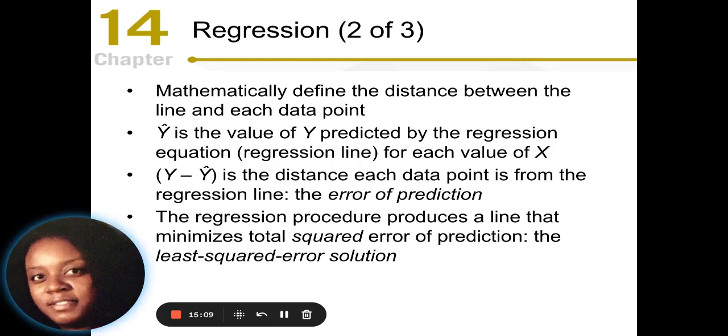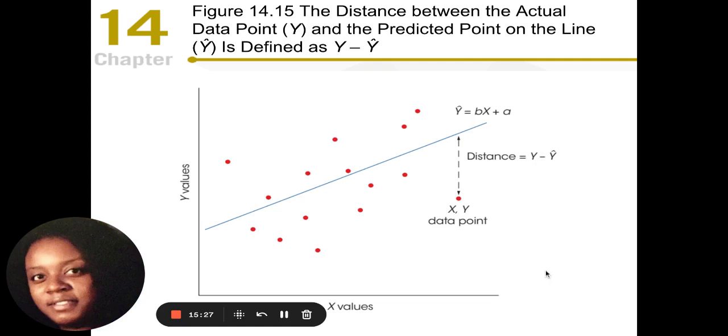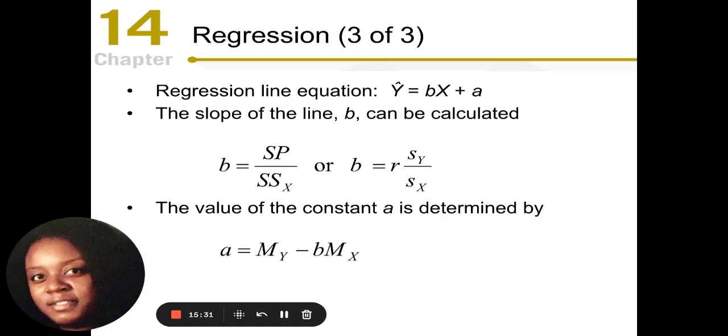Y-hat is the value of y predicted by the regression equation for each value of x. Y minus Y-hat is the distance each data point is from the regression line, or the error of prediction. And the regression procedure produces a line that minimizes total squared prediction error, and that is the least squared error solution. And we can see that indicated in figure 14.15.